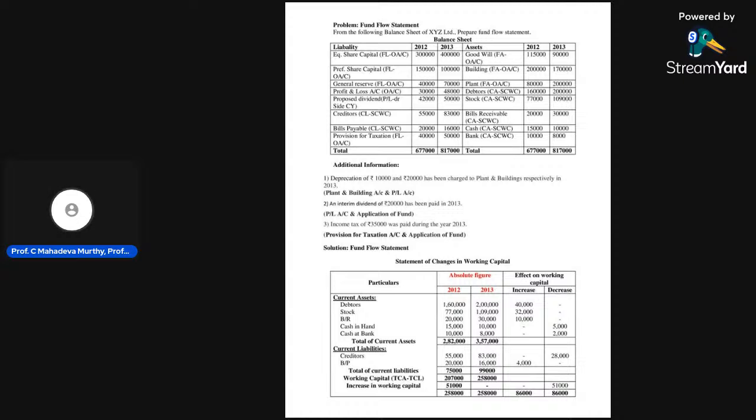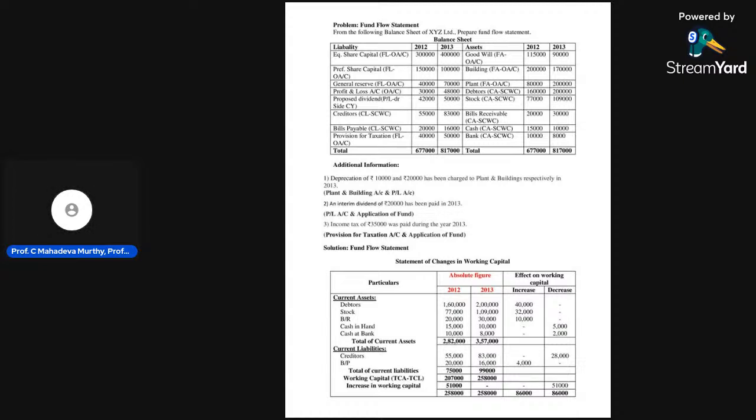This pro forma of schedule of change in working capital is available in our study material. You go through that. Here, particulars, absolute figures, 2012, 2013. Then effect on working capital, increase or decrease. The pro forma is available in our website study material. You go through that. Without understanding the pro forma, it is very difficult to solve the problem.